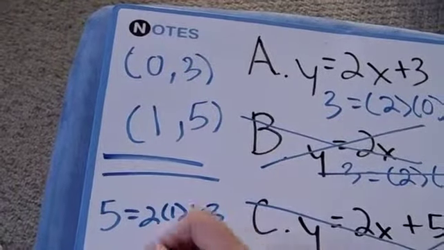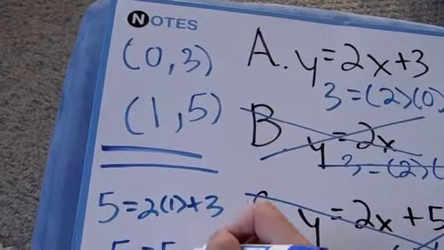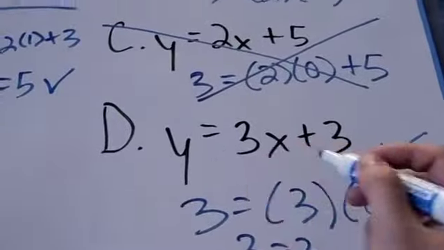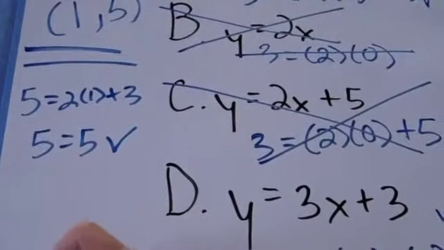Using answer choice A, 5 equals 2 times 1 plus 3. Correct, 5 does equal 5. So answer choice A is still valid.